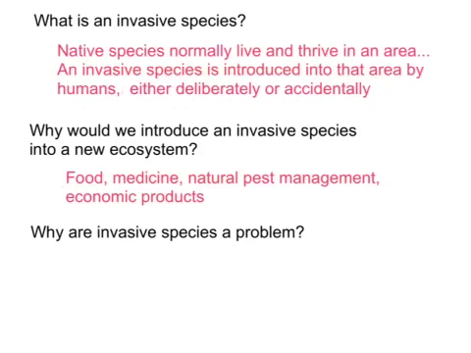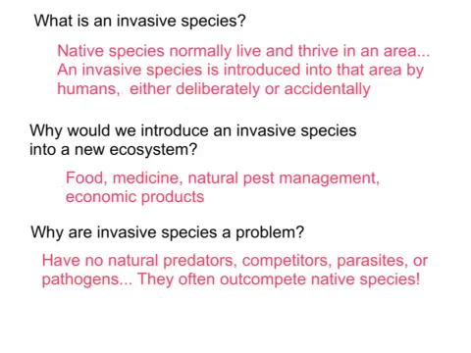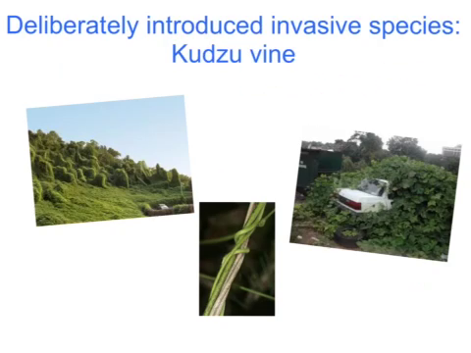Now, why are invasive species a problem? It's because they have no natural predators or competitors, parasites or pathogens. Evolution has not acted upon those species within that ecosystem. So oftentimes they outcompete native species, and this can be a major problem. We're going to look at 3 different examples of invasive species now.